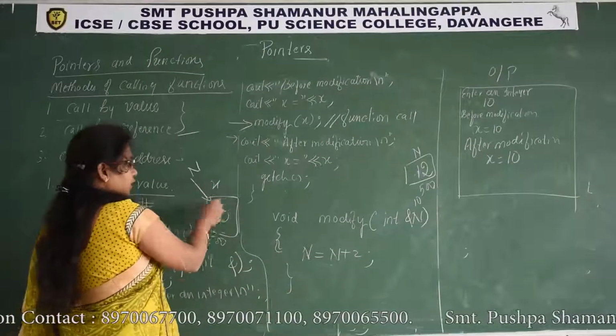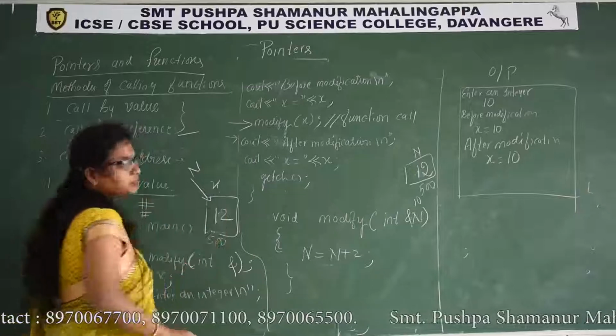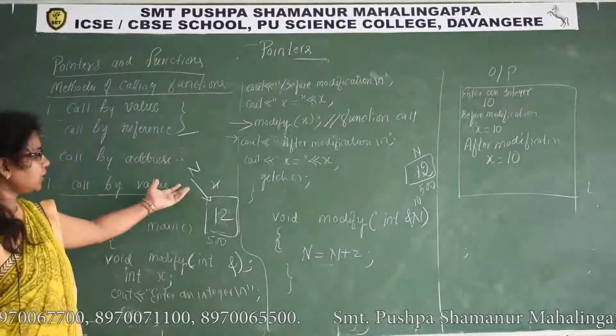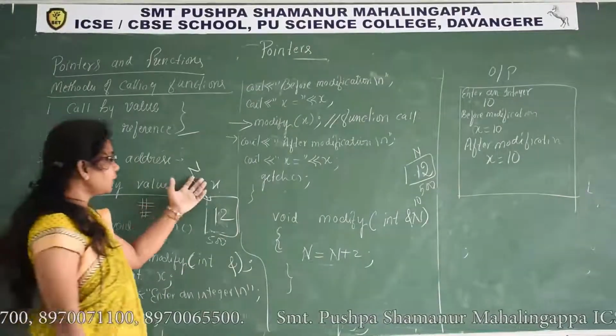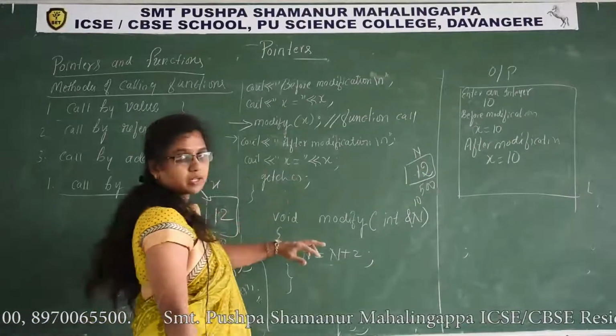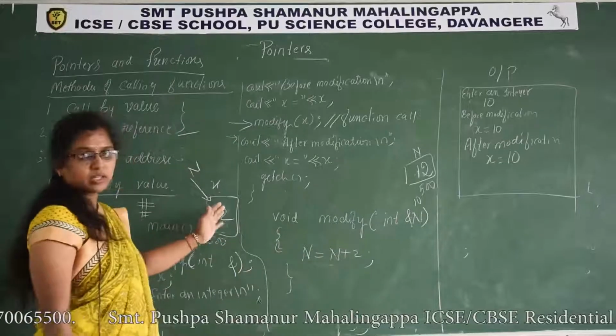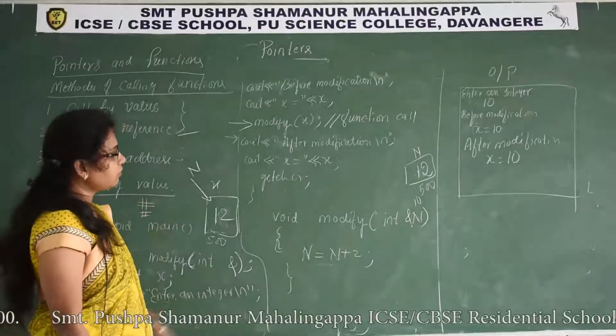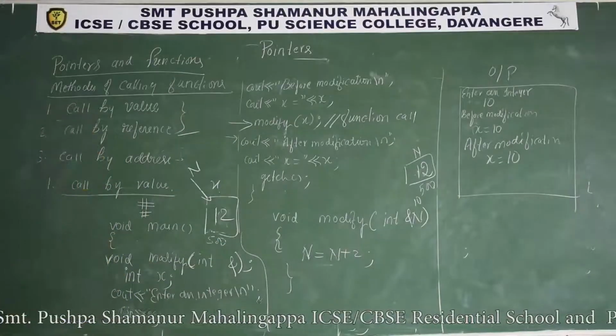N is the memory itself. So 12. X is that memory, N is that memory. So if you make any changes on this data, using either variable, it will affect the original memory location. So that is the advantage of call by reference.